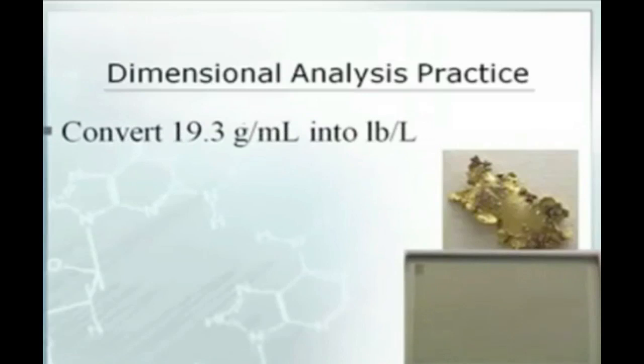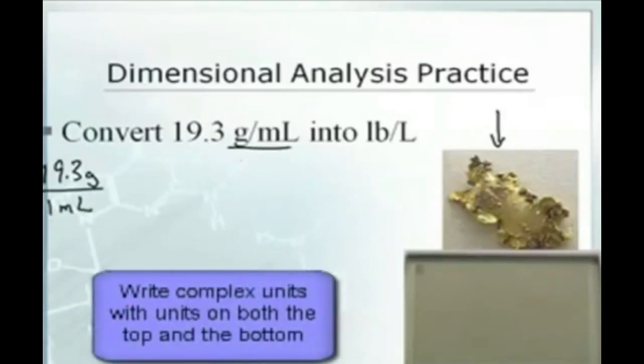All right, let's do another one. Now this is, by the way, a sample of gold. Gold has a density of 19.3 grams per milliliter. So 19.3 grams over 1 milliliter. Now, our problems will have slashies, but you have to write them unslashy. So I need to convert grams to pounds and milliliters to liters.